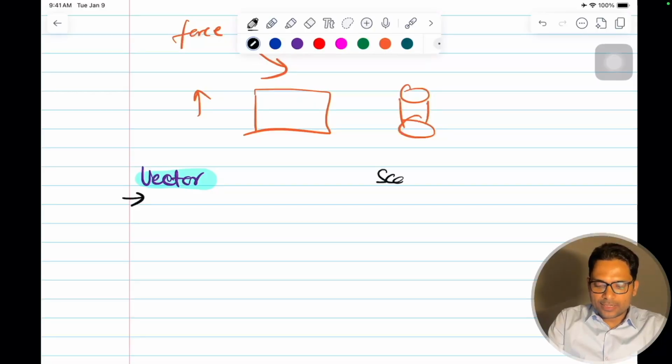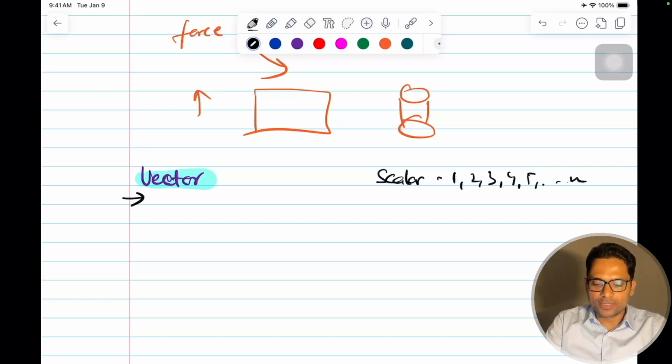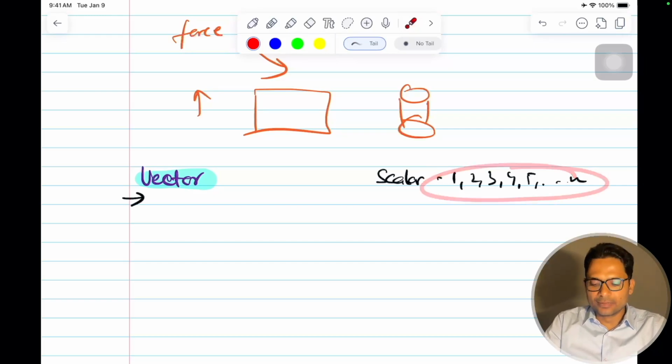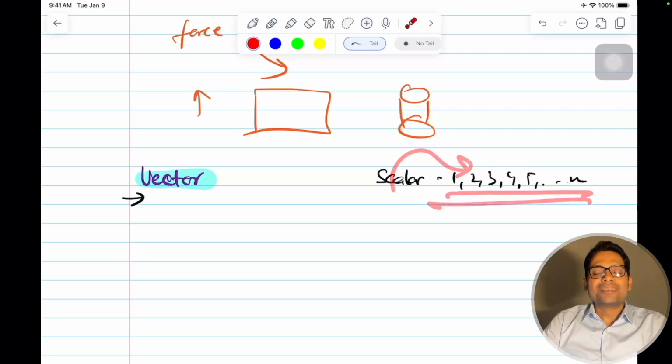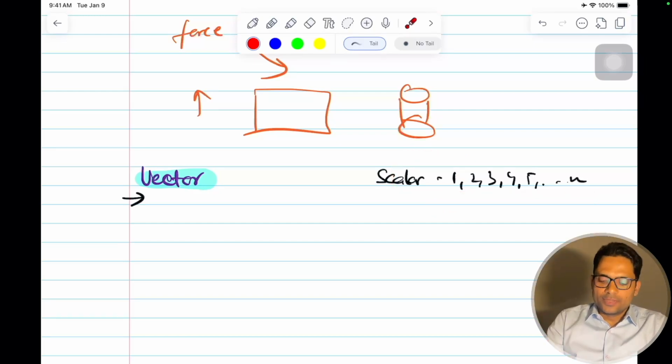Vector, so we have scalars, right? We have scalars, these are numbers, 1 2 3 4. So they have only magnitude, no direction. These only say till n, whatever it is. So these are numbers, these are scalars. Okay, they only represent magnitude. What is the magnitude within them?